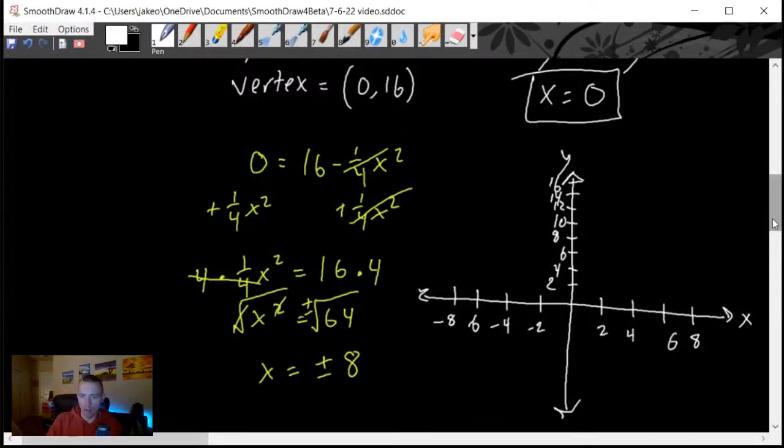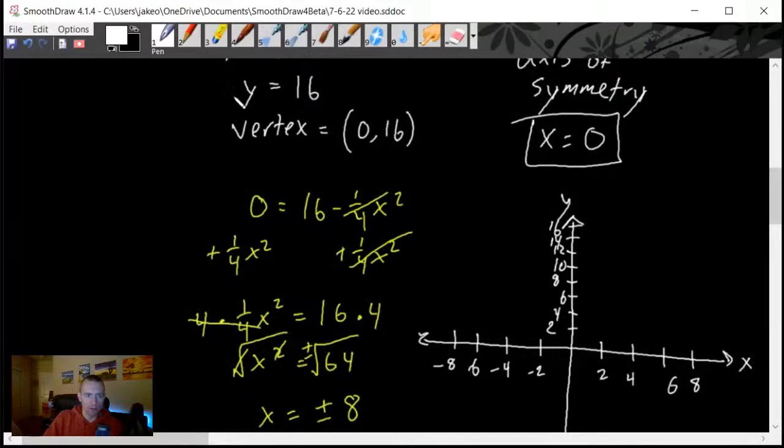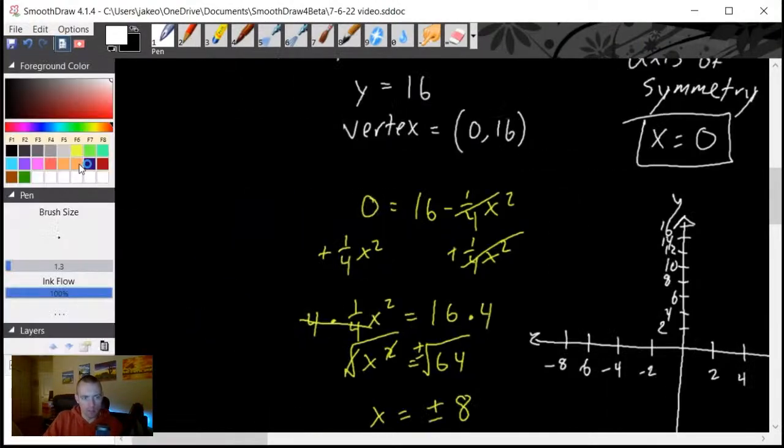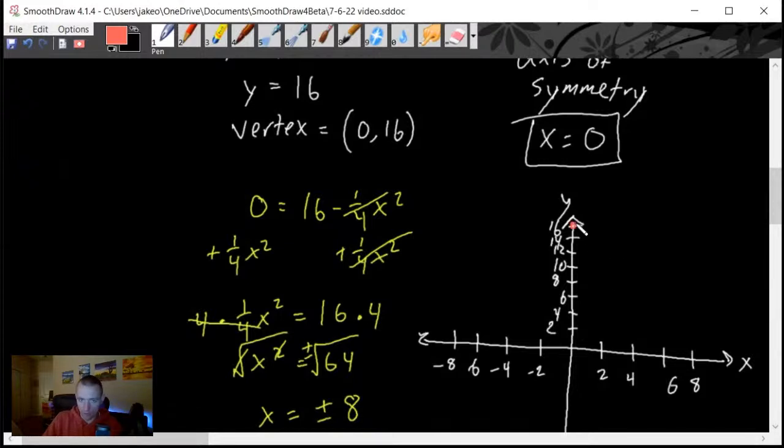Basically, we know that we have a vertex at 0, 16. So that's generally the easiest place to start, is just by graphing the vertex of your quadratic. So that's at x equals 0 up to y equals 16. So that'll be right there. Then we know that we have an x-intercept at -8 and at +8. So that'll be -8, +8 as our x-intercepts.